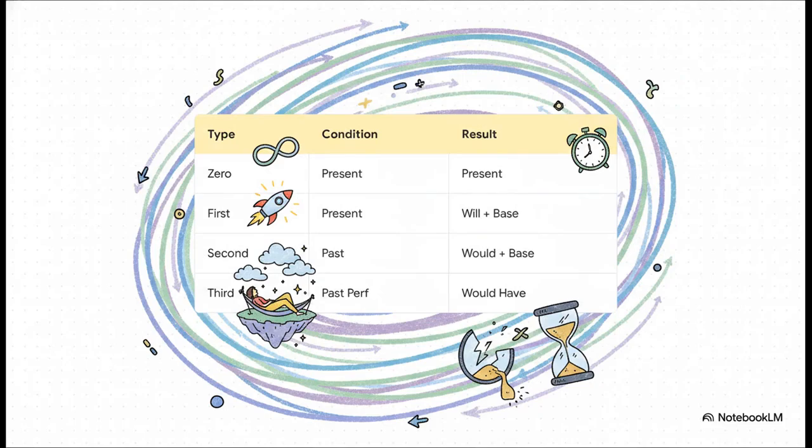Okay, I want you to take a mental screenshot of this matrix right now. Seriously, if you need to, pause the explainer and look at it. This table is the ultimate cheat sheet for navigating every possible reality in English grammar. You've got your zero for absolute facts, your first for real future possibilities, your second for daydreaming in the present, and your third for regretting the past. If you memorize these formulas, you will never get lost in the grammatical multiverse again.